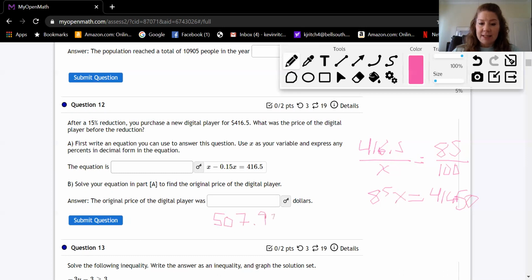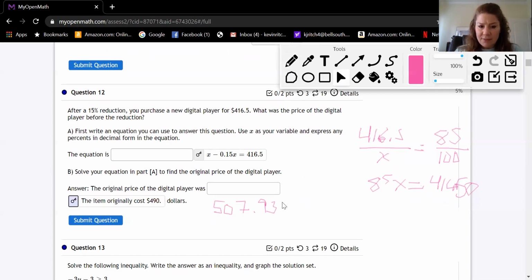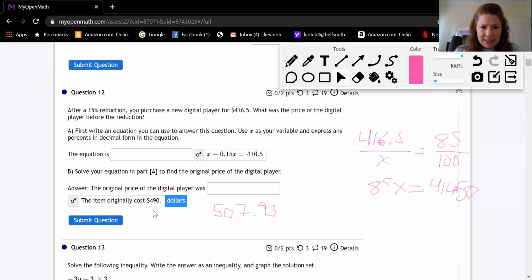$507.93. Make sure that's right. Nope, it is not right. $507. So 41650. Oh, I divided by 82, you guys. Sorry, it's 85%, divided by 85. Yep, there we go, 490. I divided by the wrong number, you guys.